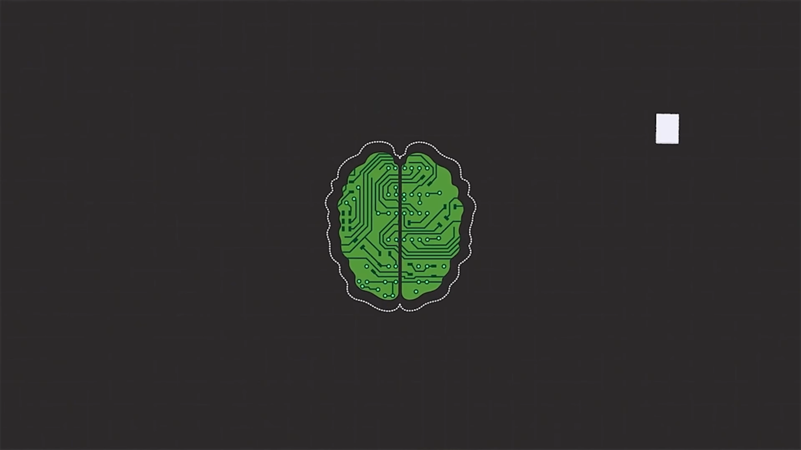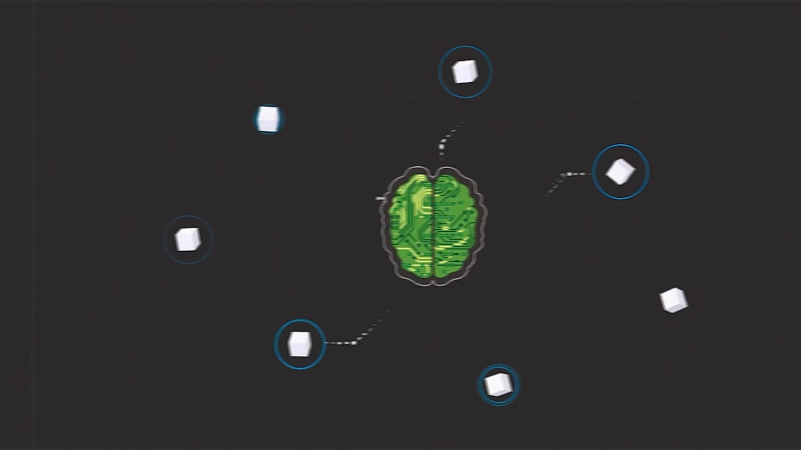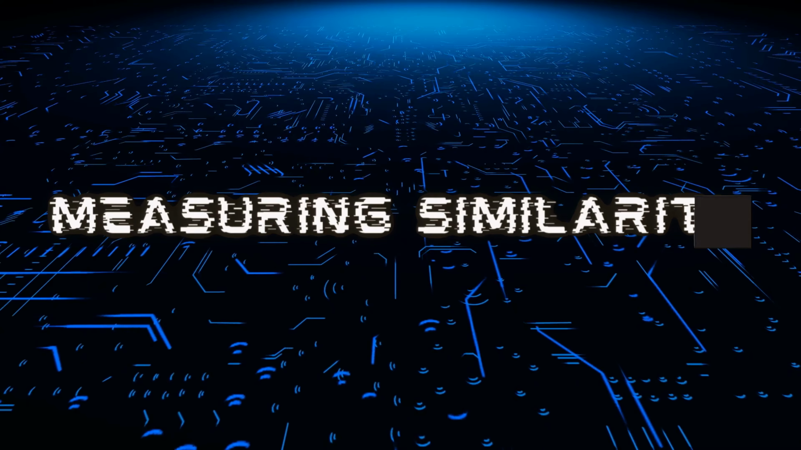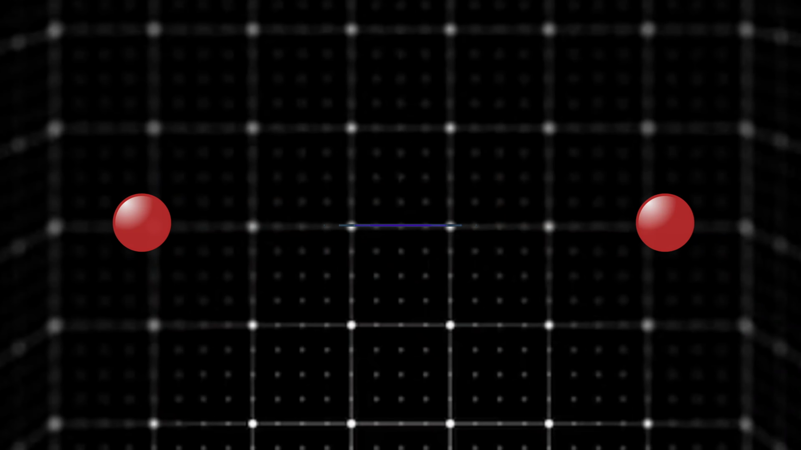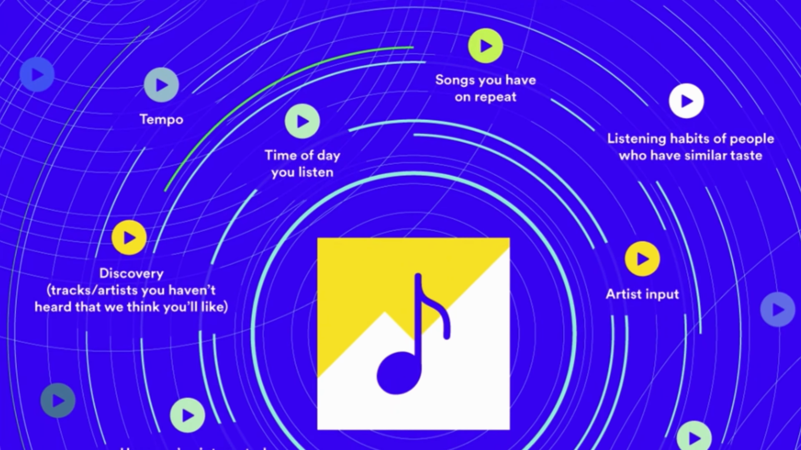But wait, if these words are just dots on a map, how does the AI actually know they are close to each other? That brings us to measuring similarity. To find out if two words mean the same thing, the AI simply takes out a virtual ruler and measures the distance between the two dots. This is exactly how Netflix recommends movies to you, or Spotify creates your playlists.